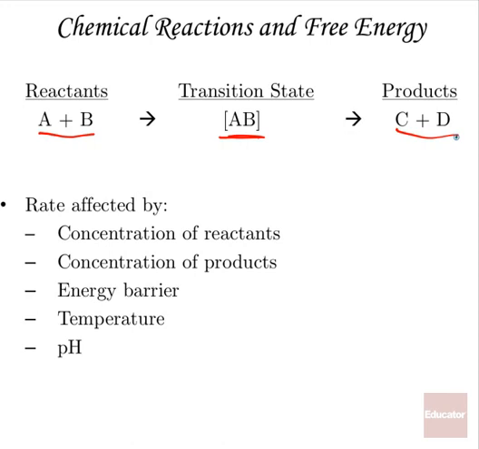Okay. Now, the rate of a reaction is affected by the concentration of the reactants as well as the concentration of the products. The rate will also be affected by the energy barrier, the temperature, as well as the pH of the solution in which the reaction is occurring.